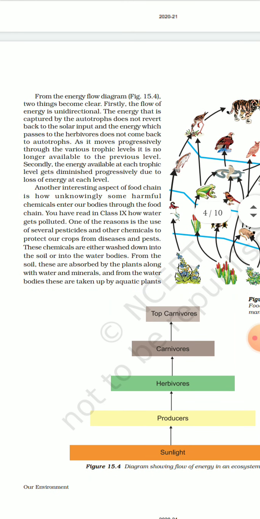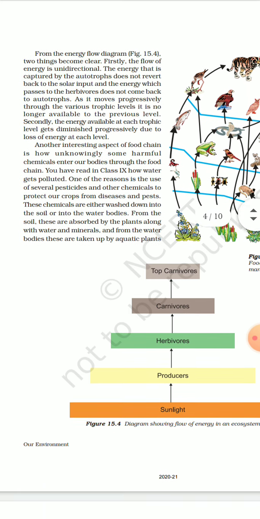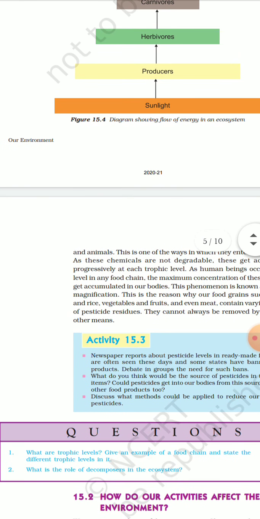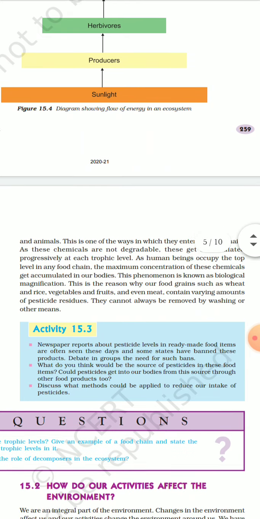Another interesting aspect of the food chain is how unknowingly some harmful chemicals enter our body through the food chain. You have read in class 9 how water gets polluted. Some of the harmful materials also get into our body through pollution. One of the reasons is the use of several pesticides and other chemicals to protect our crops from diseases and pests. These chemicals are either washed down into the soil or into the water bodies. From the soil, these are absorbed by the plants along with water and minerals, and from the water bodies, these are taken up by the aquatic plants and animals. This is one of the ways in which they enter the food chain.